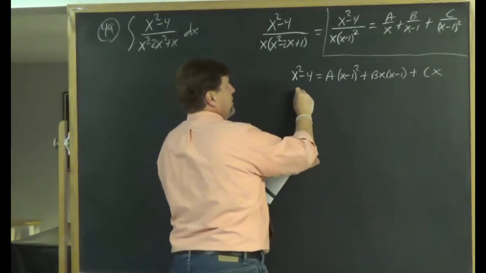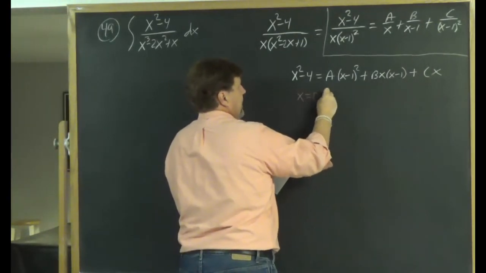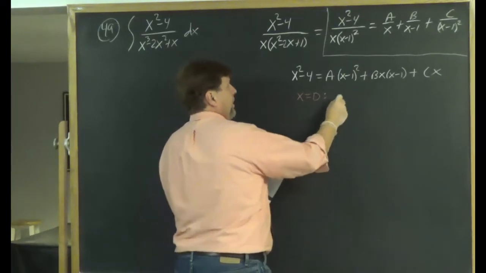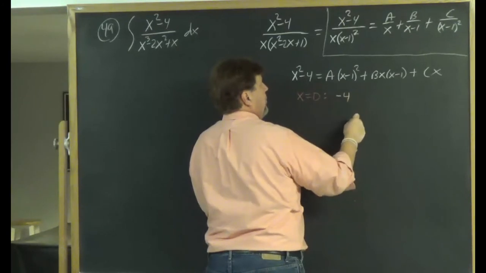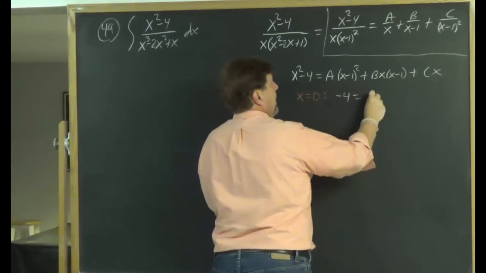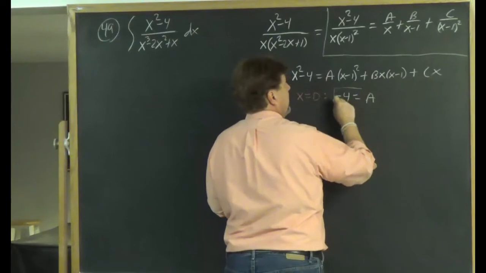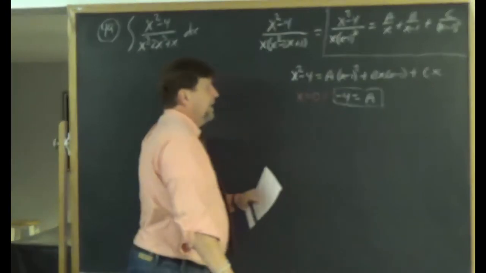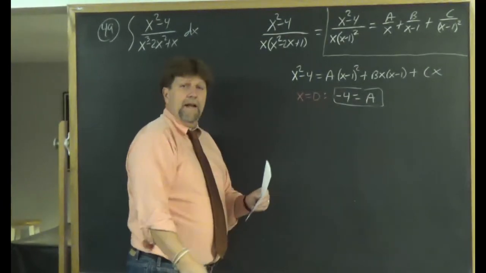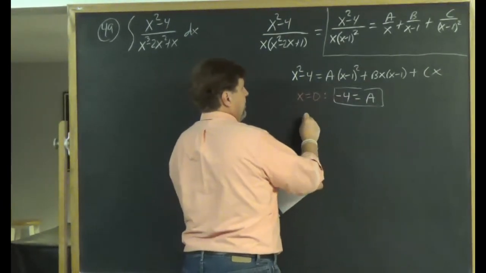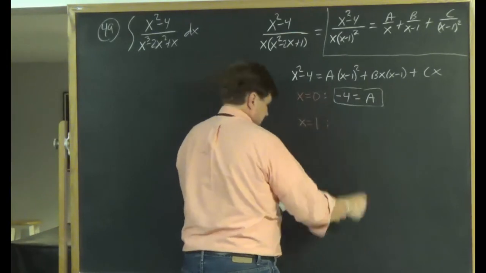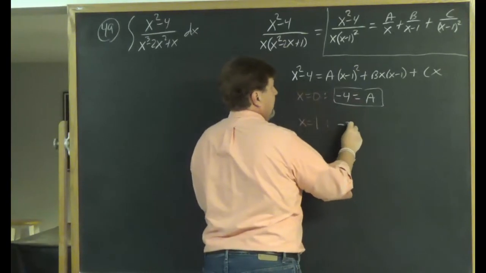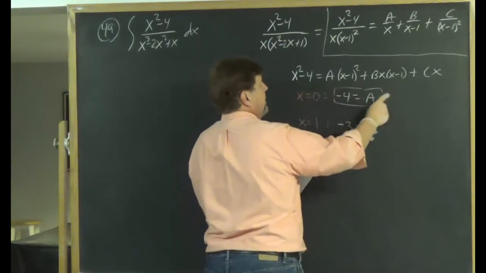Hopefully you said the first very friendly, very convenient number to use for x is x equals 0. That gives you negative 4 equals a. That's 0, so you immediately have negative 4 is equal to a. Hey, the next easy, convenient number I would use is x equals 1. So that gives us negative 3 equals, that's 0.